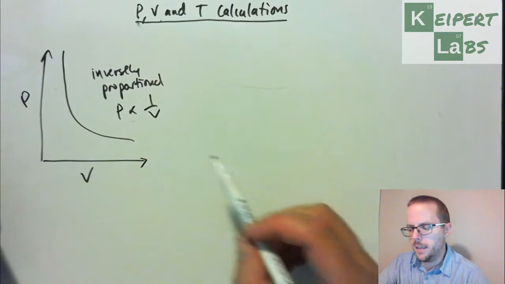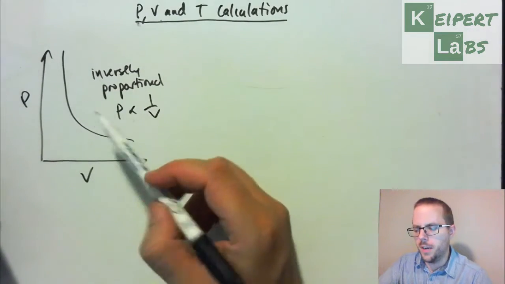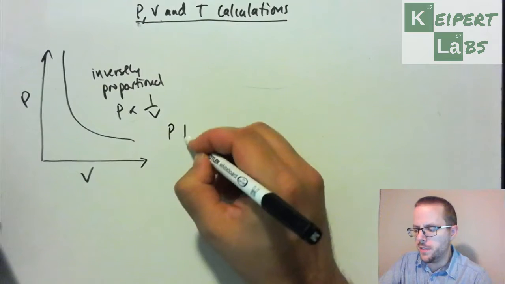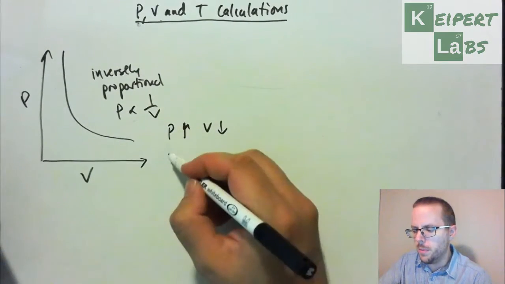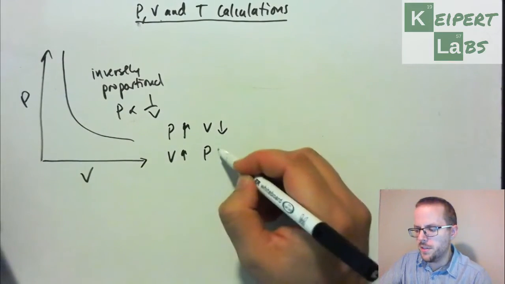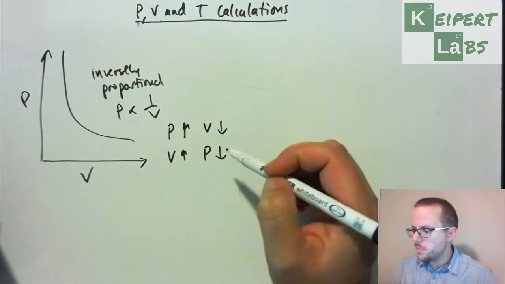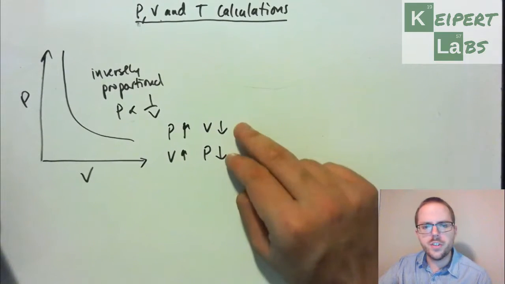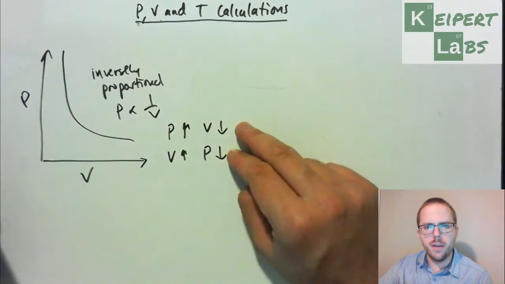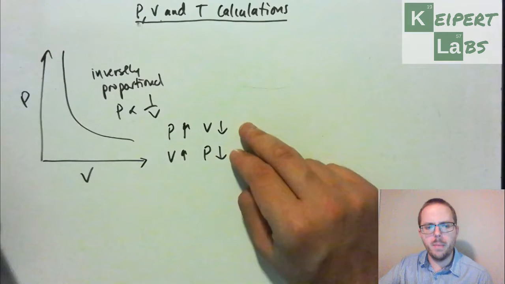And that's mathematically how we can describe it. If pressure increases, volume decreases. As volume increases, pressure decreases. We can look at it either way around. But rather than just describing these qualitatively using arrows, we can actually describe it mathematically as well.